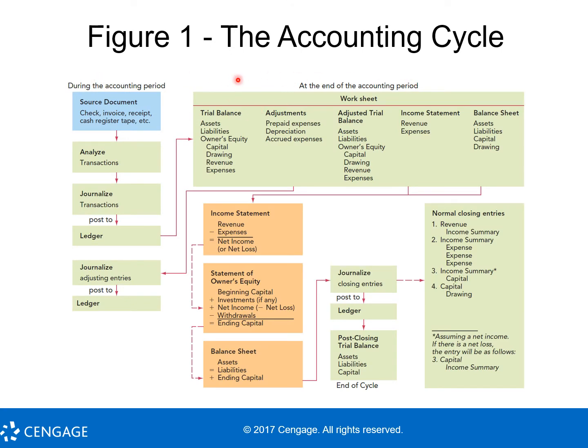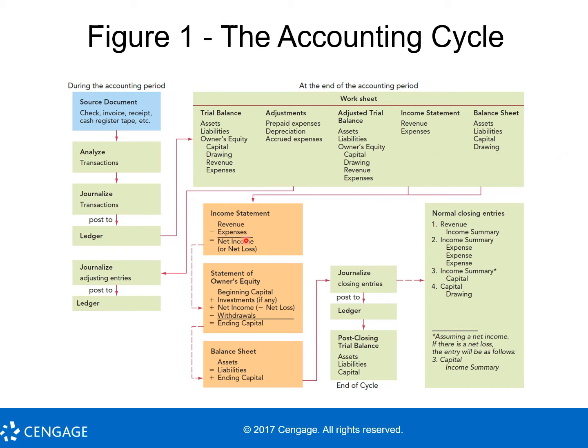So here's a diagram of the accounting cycle, which is also in your book. You can see that during our accounting period, you do your source documents, you analyze your transactions, journalize them, and post to the ledger. And then you'll get to journalizing adjusting entries and ledgering them. A lot of the work comes at the end, so that's where you pull from this information. From your ledger, we're pulling that information for our worksheet, and we're completing that.